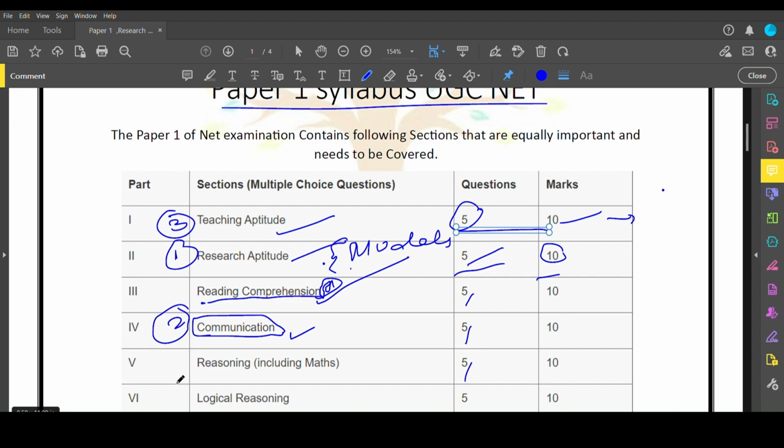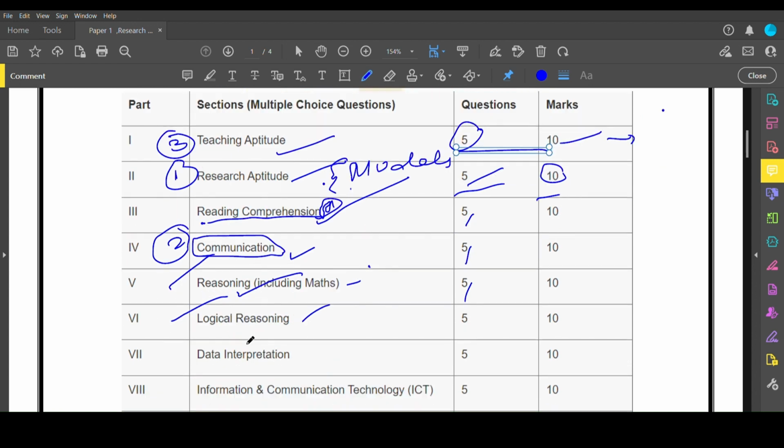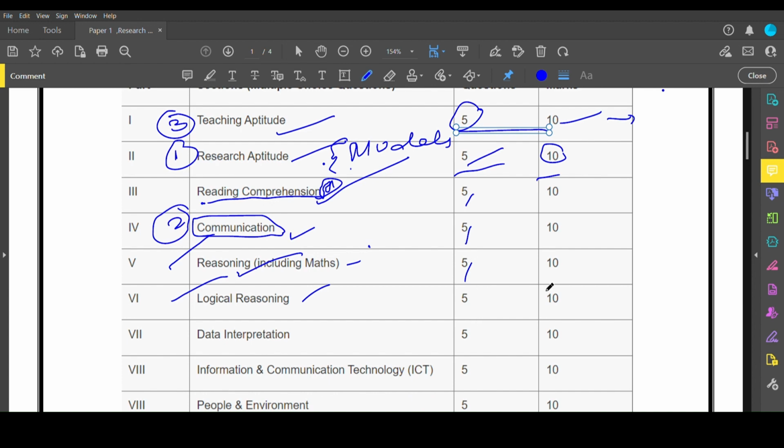And for quant and logical reasoning, you can check our other videos, and I will be coming with a video in 2-3 days where we will discuss this year's June attempt Paper 1, and go through reasoning, logical reasoning and quant. Quant and logical reasoning also have the same weightage of 5 questions with 10 marks each section, 2 marks for each question.